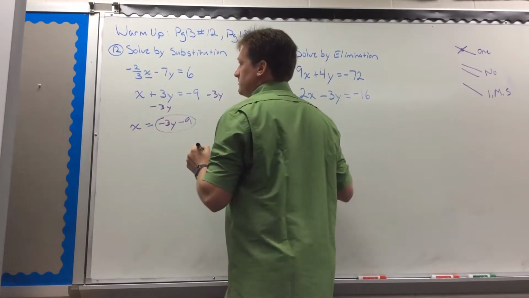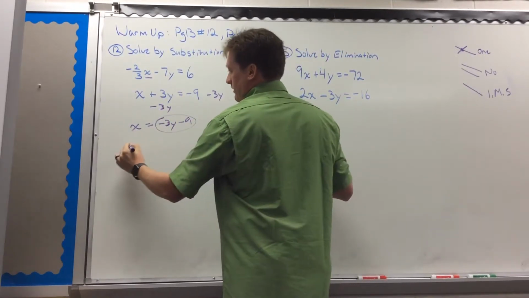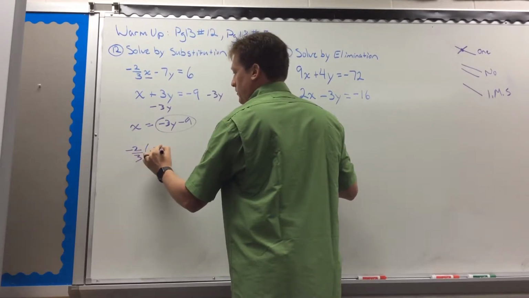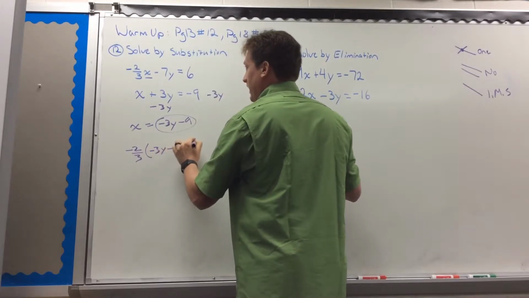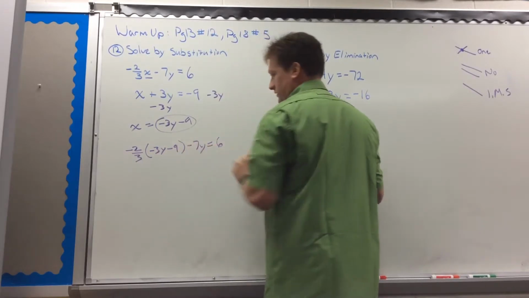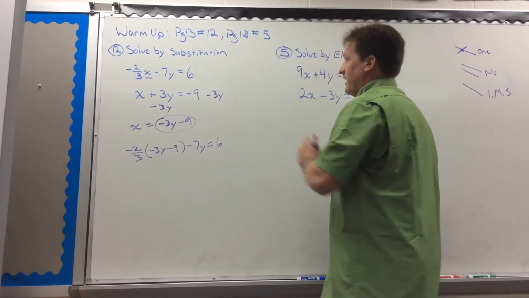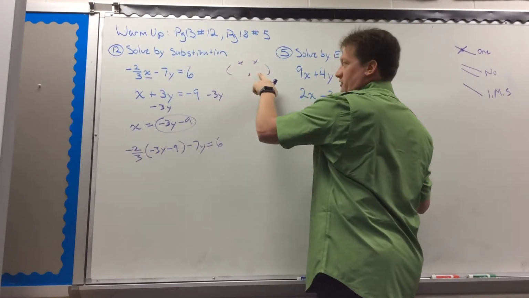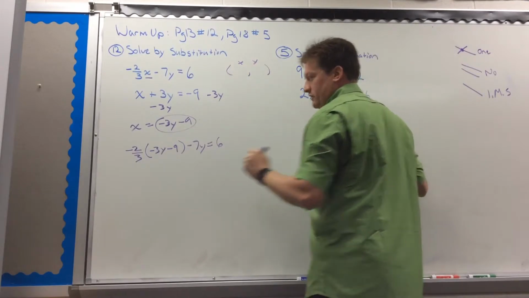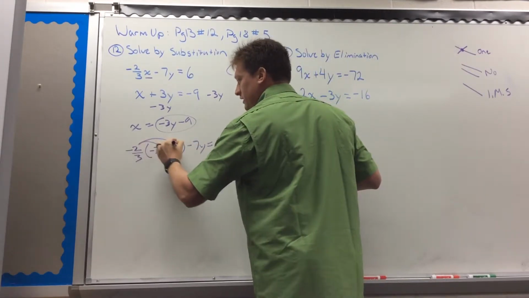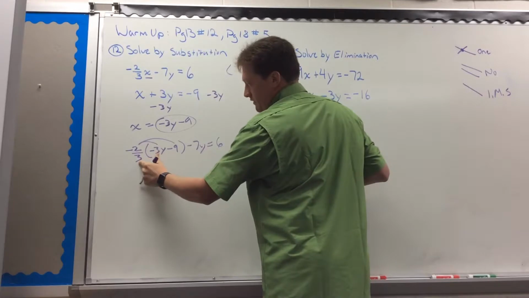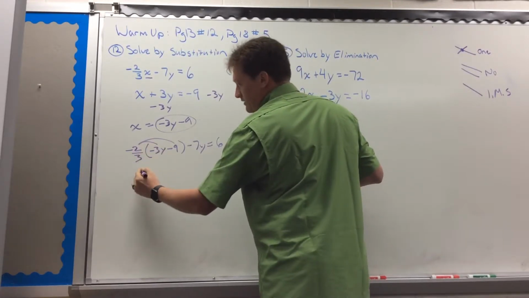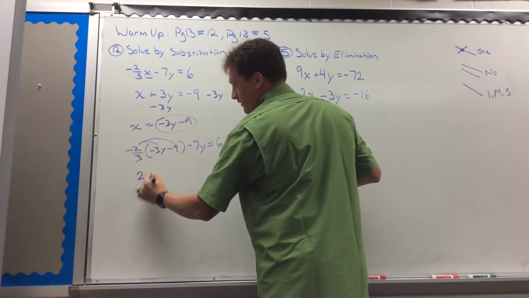So I'm going to take this equation right here, and I'm going to plug it in right here. So when I do that, I have negative 2 over 3 times negative 3y minus 9 minus 7y is equal to 6. So here we're solving for y. That means I'm going to get this answer before I get my x answer. So I'm going to use distributive property. Knowing my rules of fractions, if the denominator and the numerator are the same, they cancel. So that's going to leave me with a positive 2y.